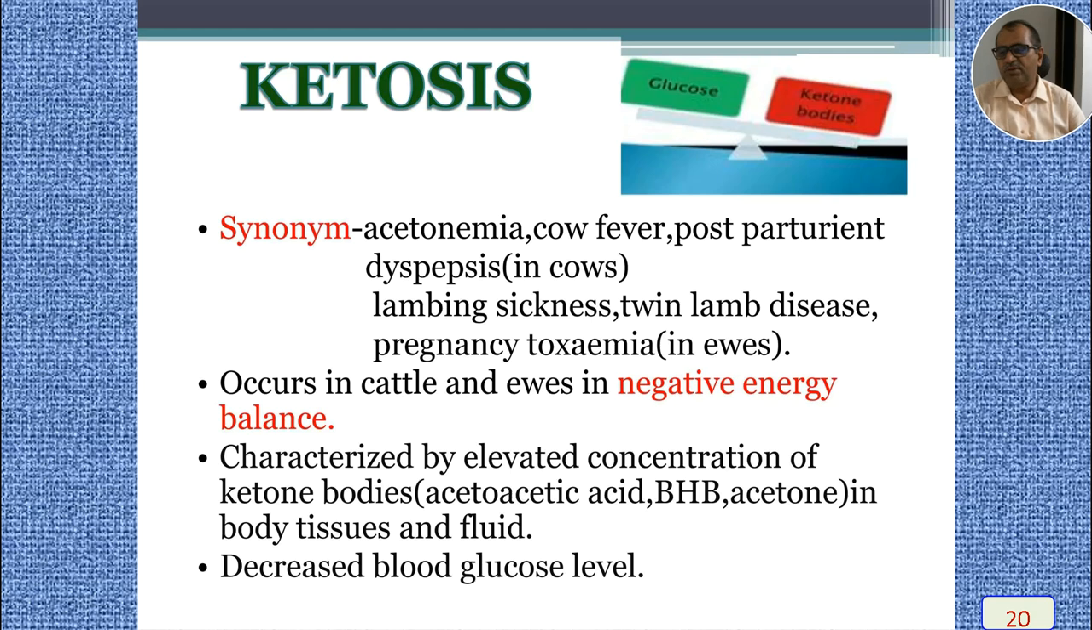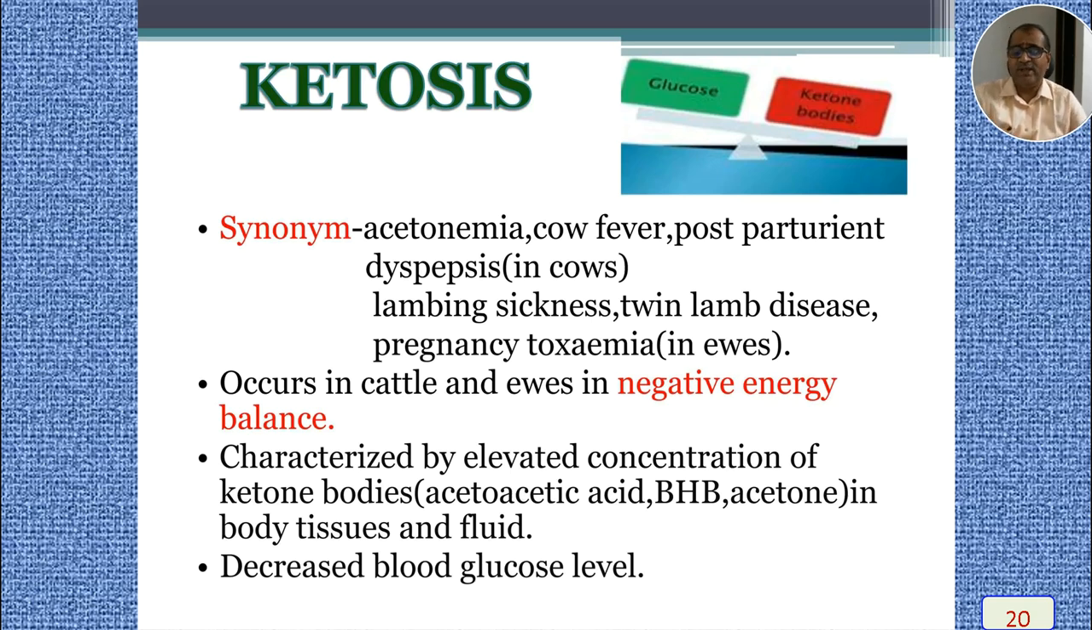But it's a very common name since ages and occurs in cattle and ewes in negative energy balance. Then it is very commonly characterized by elevated concentration of the ketone bodies, especially acetoacetic acid, beta hydroxybutyrate, and acetone in body tissues and fluid. Then another thing, decreased blood glucose level, is also another characteristic feature of bovine ketosis.